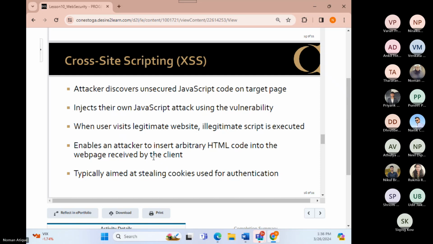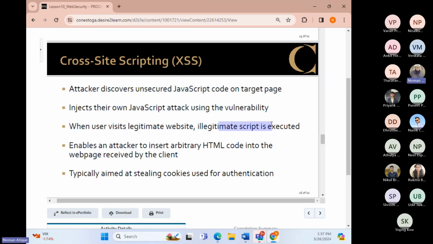Now here I'll just give you. Usually, what happens is that they try to find out the loopholes in the JavaScript. And by the way, loopholes in the SQL is called SQL injection. There are lots of other types of attacks. So what they do is they try to discover unsecured script or code, and inject their own JavaScript attack using the vulnerability. They will inject their own JavaScript because JavaScript is loose over there in your request or something. When user visits legitimate website, illegitimate script is executed. So it has injected its script and that gets executed when the user visits that one.